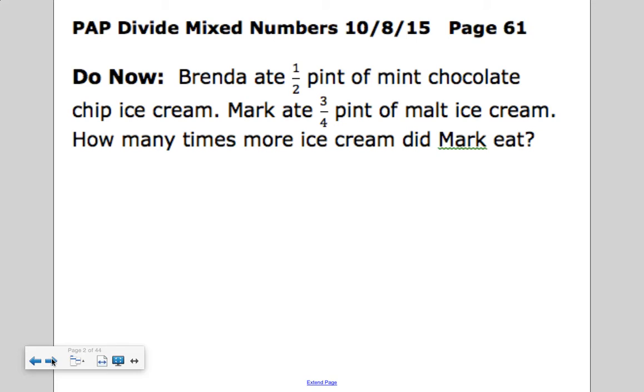Brenda ate half a pint of mint chocolate chip ice cream. Mark ate 3/4 pint of malt ice cream. How many times more ice cream did Mark eat? So Mark definitely ate more ice cream than Brenda. So I'm going to divide and figure out how many times larger 3/4 is than 1/2.